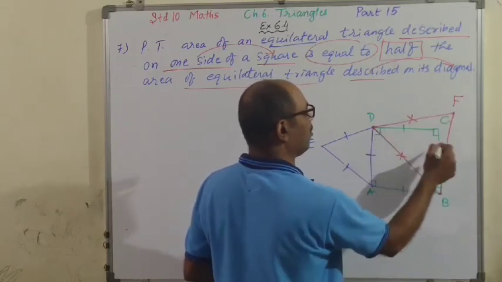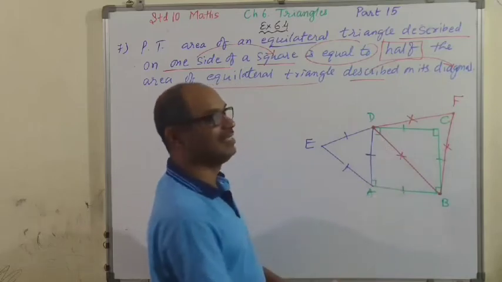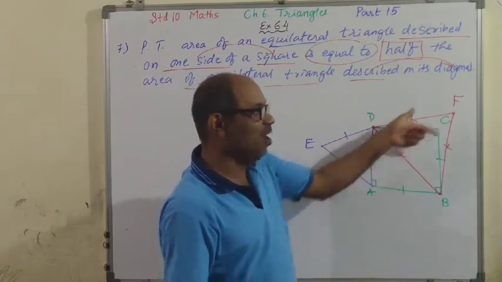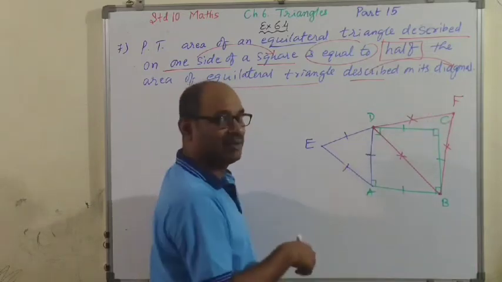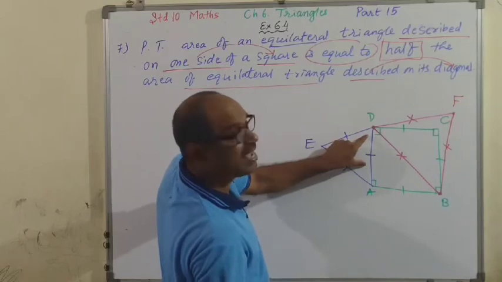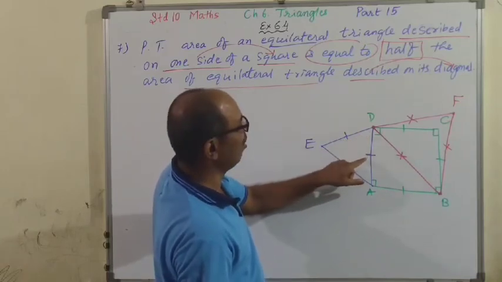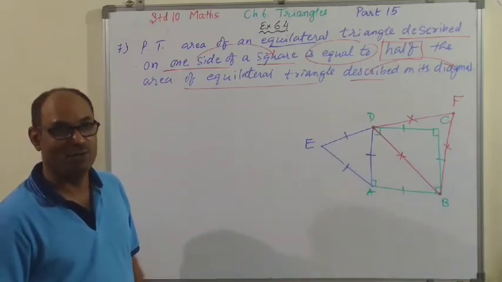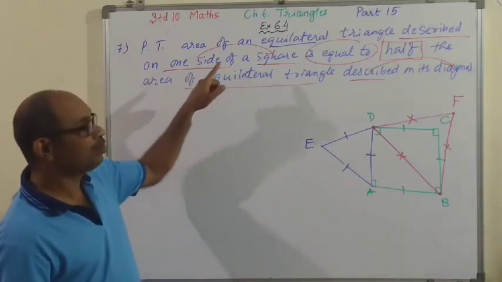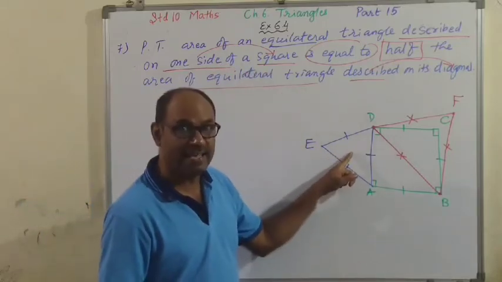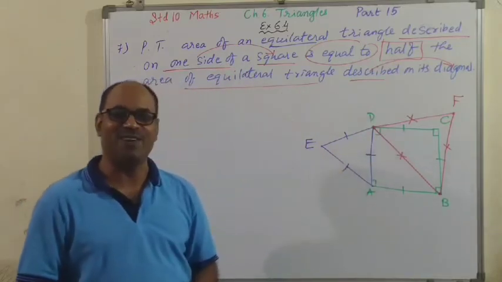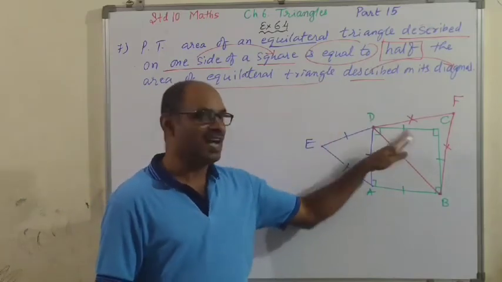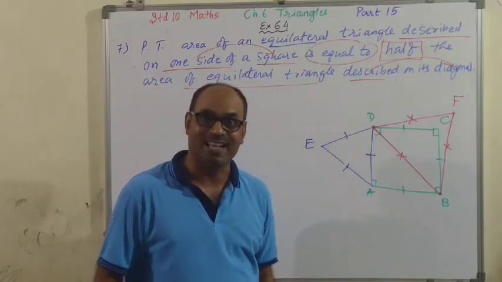So the red triangle is equilateral, where BD is the diagonal. So the red triangle is described on the diagonal. The blue triangle is equilateral with side AD, or it is described on the side. Please be careful now. You have to show that the area of the blue triangle is half the area of the red triangle. That is what you have to show.